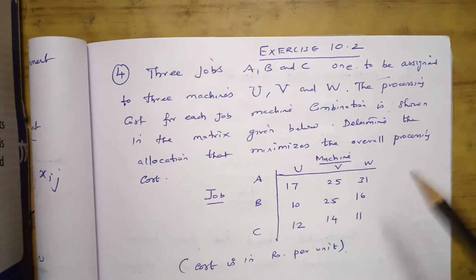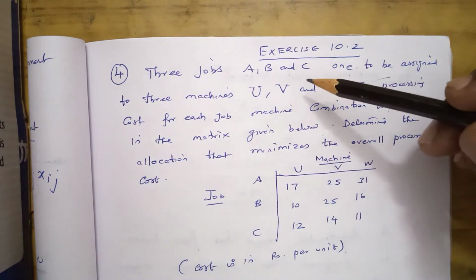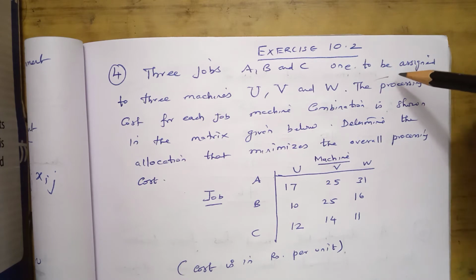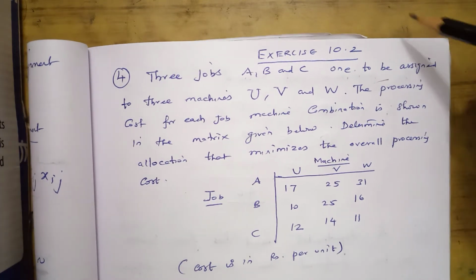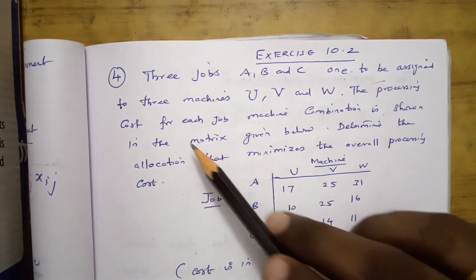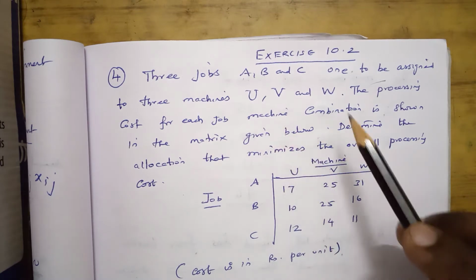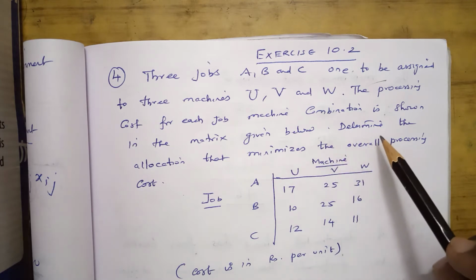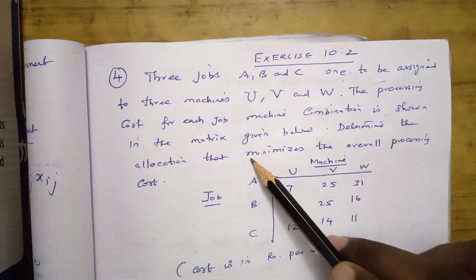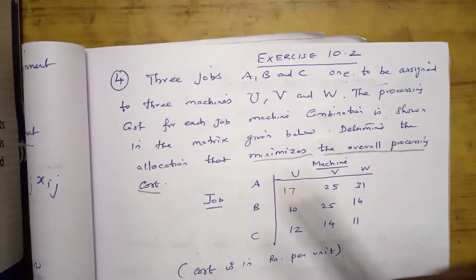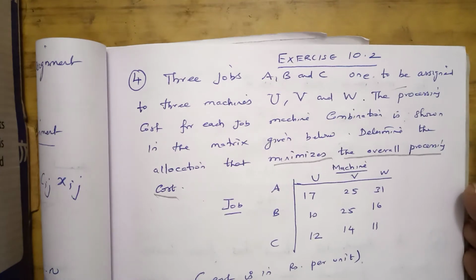Exercise 10.2, problem number 4. Three jobs A, B and C are to be assigned to three missions U, V and W, one to each. The processing cost for each job-mission combination is shown in the matrix given below. Determine the allocation that minimizes the overall processing cost. So our aim is to minimize the overall processing cost.